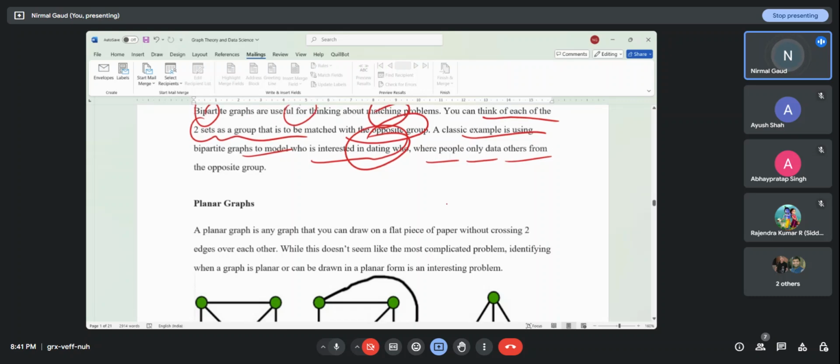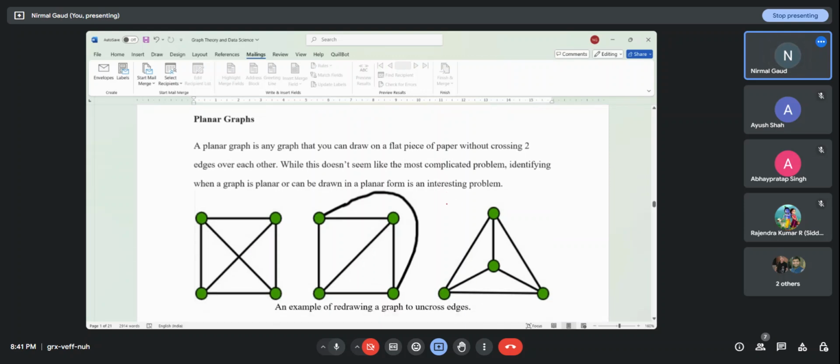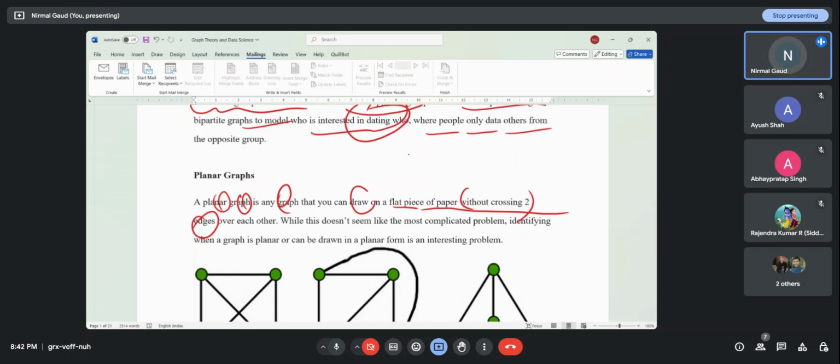We have one more category. So: complete graph, bipartite graph, planar graph. Planar, plane. A planar graph is any graph that can be drawn on a flat piece of paper without crossing. This line is important: without crossing edges. See, edges should not cut each other. If you are making a graph, it should not be like this. Intersection is not supported here.